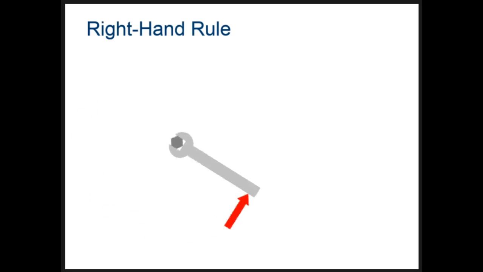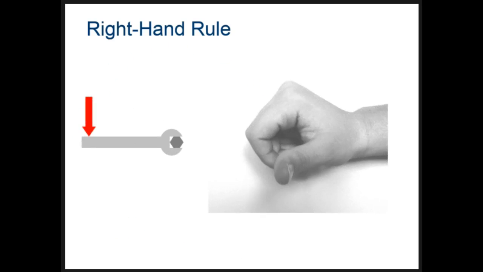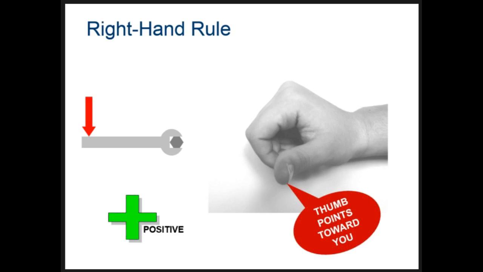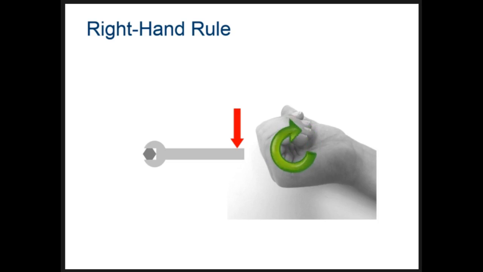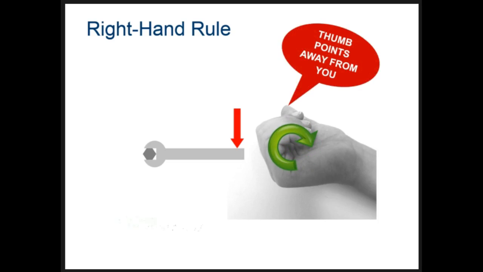So here's an example. If we're turning like that, you would put your right hand where your fingers are going in the direction of the motion, and your thumb is pointing towards you. That means that it's a positive moment. Here's another one. Point your right hand in the direction that that motion was going, and you'll notice that the thumb is pointing away from you, which means that it's a negative moment.